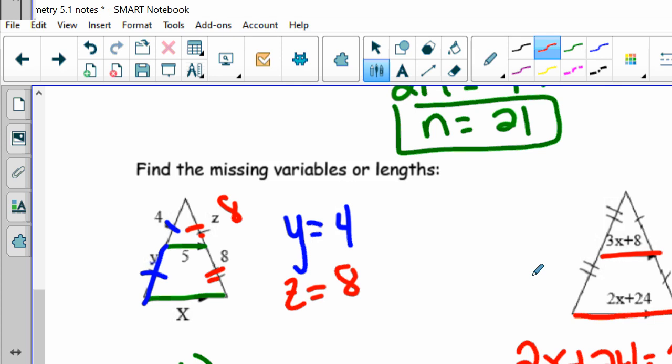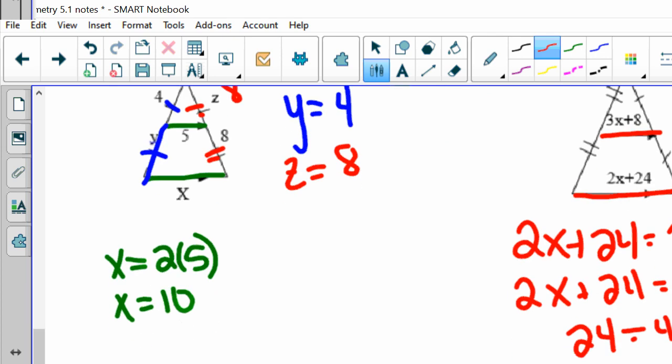Let's get all of our x's on the same side. So I'm going to subtract 2x over. So I get 24 equals 4x plus 16. Subtract 16 from both sides. So 24 minus 16 gets me 8 equals 4x. Divide by 4, x is equal to 2.